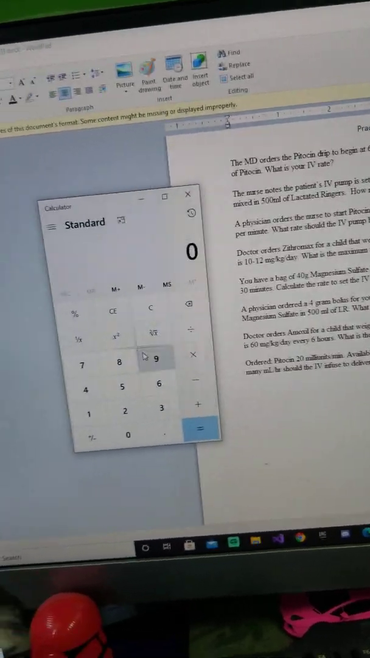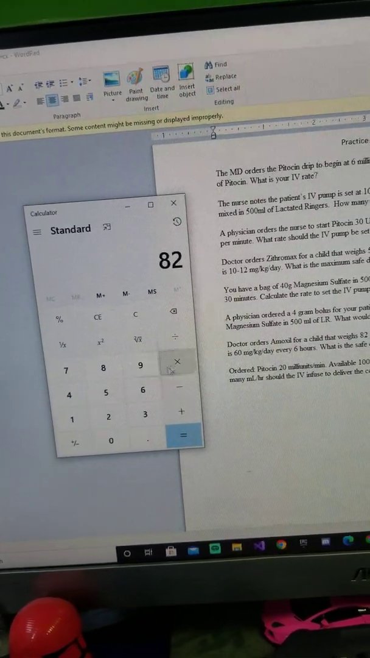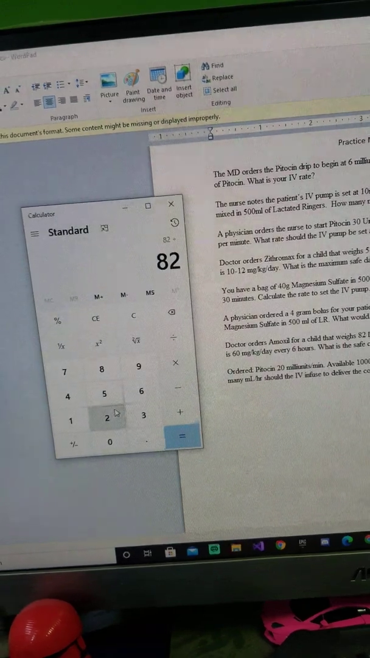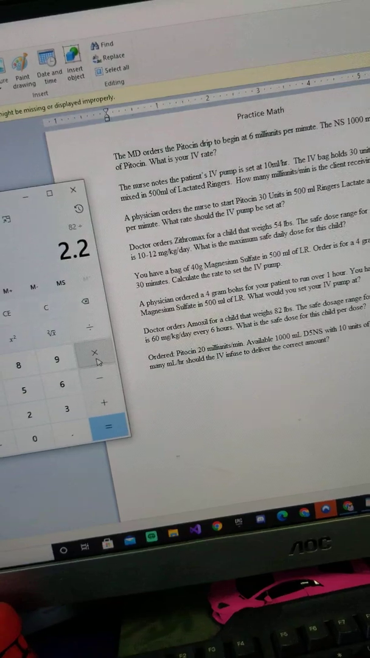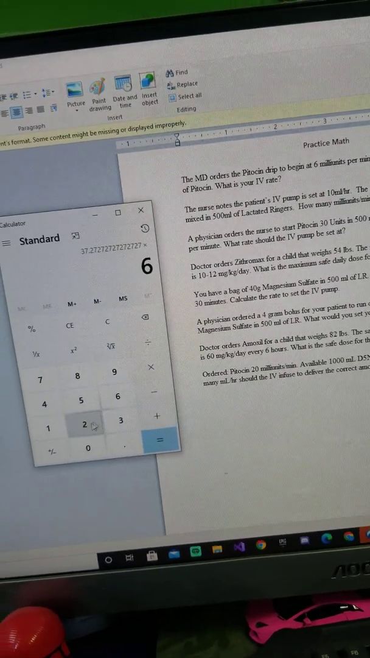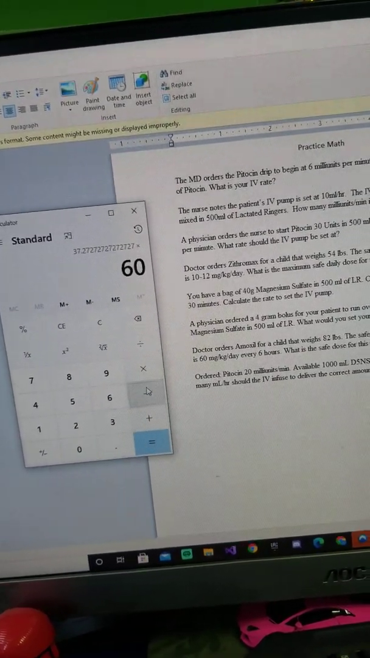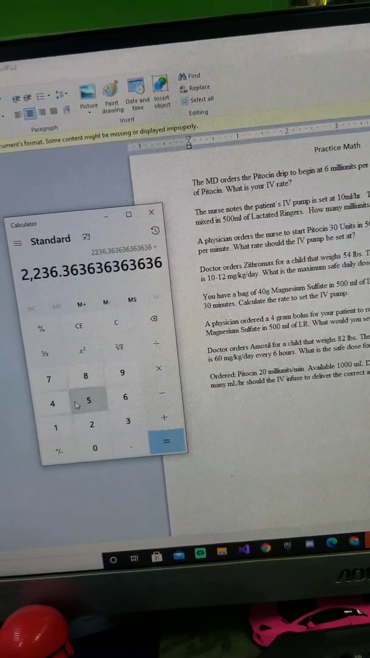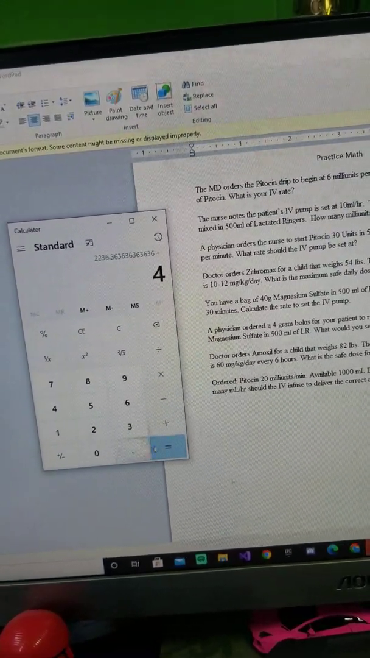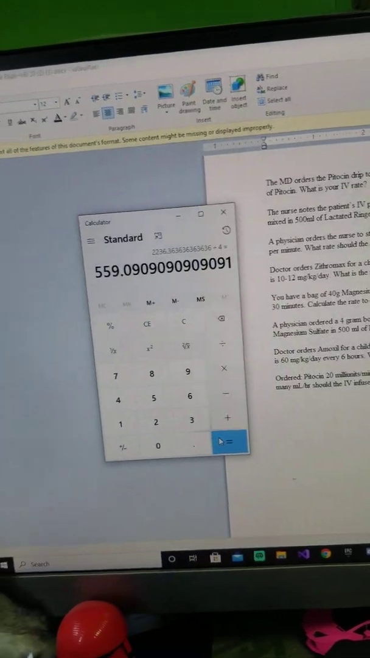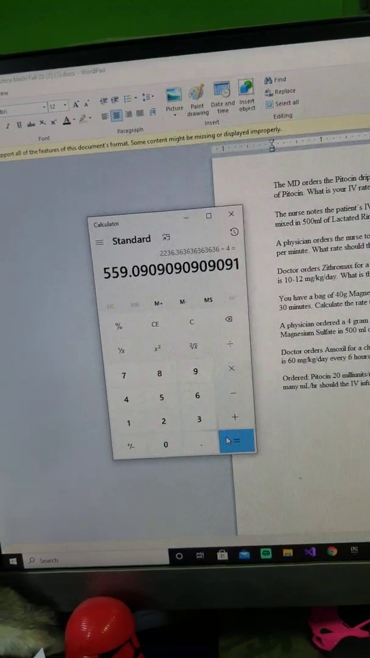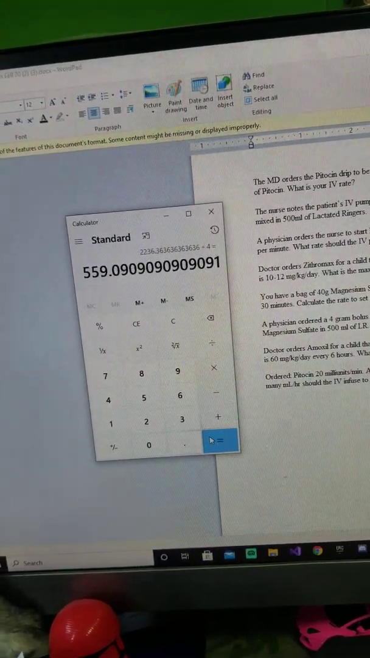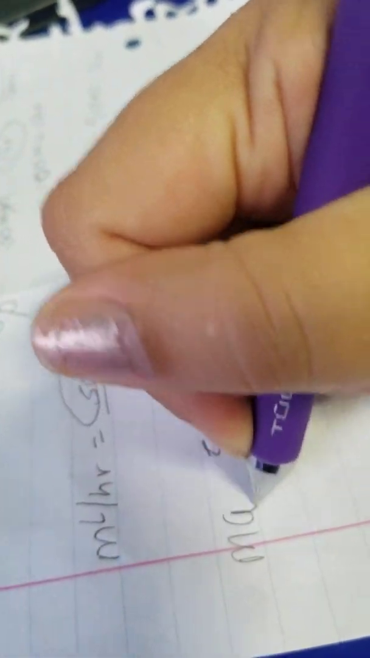So you're going to take your 82 pounds, divide by 2.2. This is how my teacher told me to do it. Just go straight into it. Times 60. And then divide by the 4 for the 24 hours. And then you'll get this number, which is 559.09. Then you're going to round to the tenths, and that's 559.1 for the max dose.